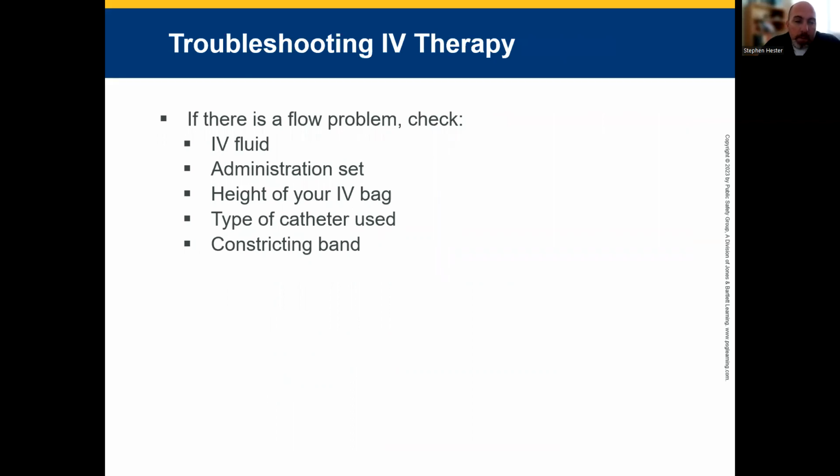All right, if you do have a flow problem, check the IV fluid, make sure that it's good and there's some in there. Check the administration set, making sure that you don't have any thumb wheels or cutoffs constricting the drop set. Check the height of your IV bag, making sure it's high enough so that gravity can do its job. Check the catheter, making sure it hasn't been sheared or loosened or bent inside the vessel. And then make sure that the constricting band is off.